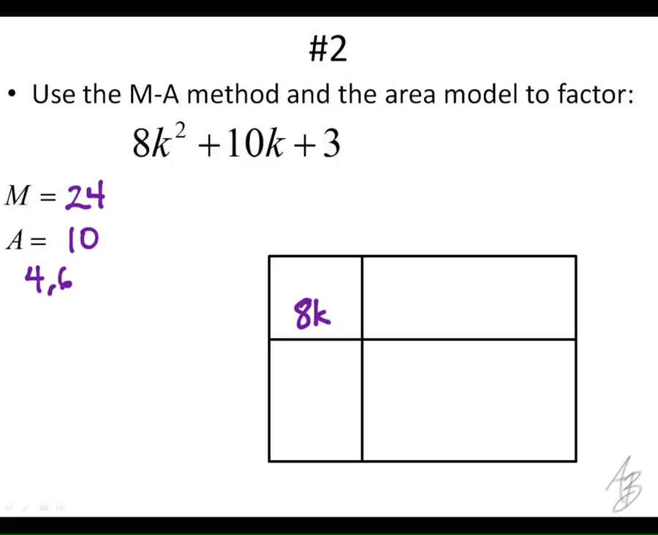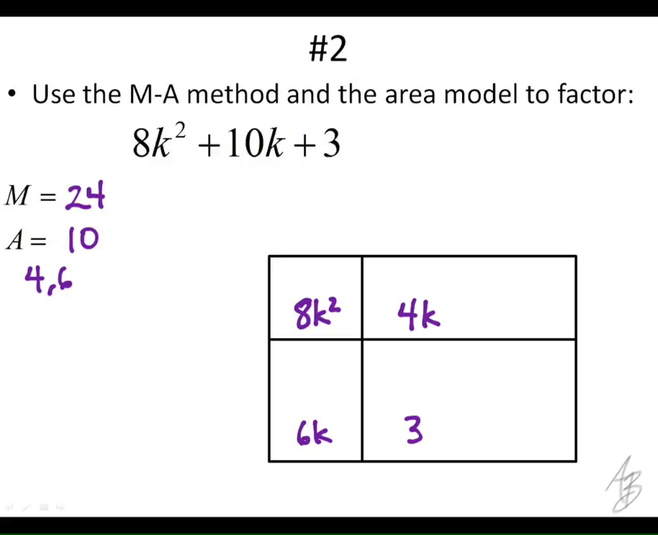The first rectangle here, top left, is going to be 8k squared. Then I'm going to put the 4 here, and it's 4k, right? You'll get the same answer if you put 6k there. It's just going to be a different order. Then we'll put the 6k here, and what goes in the last one? 3.